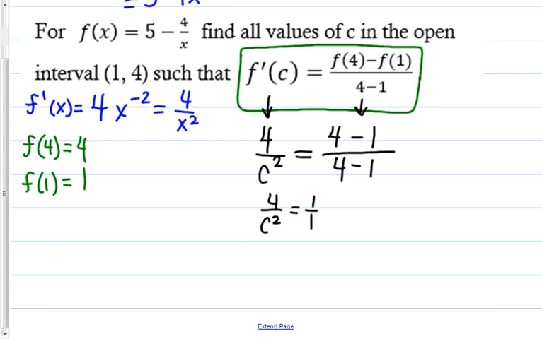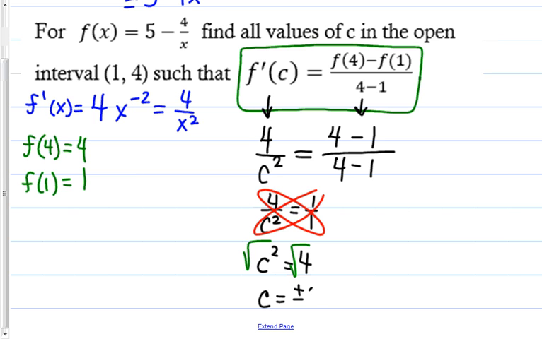Best way to do this is cross multiply. Good old-fashioned algebra, yes? So I have c squared times 1 is c squared. 4 times 1 is 4. So square root, right? And I get c equals plus or minus 2. So there are my c values.